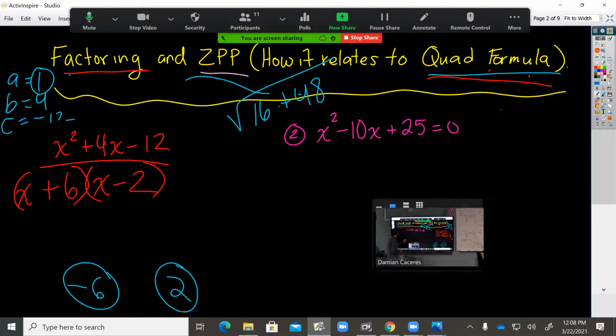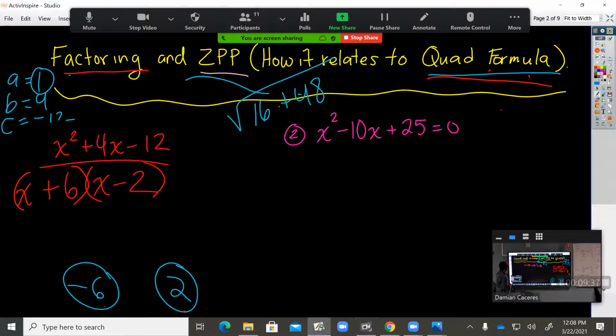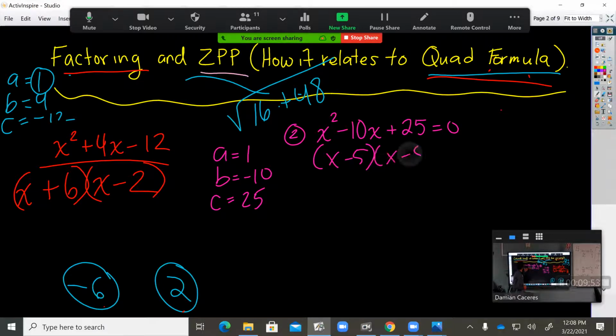All right, so now, let's do the pink example. On the pink example, A is 1, B is negative 10, and C is 25. Now, I know that my two factors here are x minus 5, x minus 5. If I use the zero product property, both of those will give me the same answer, positive 5. But like I said, we're going to avoid the factors and use the quadratic formula first instead.